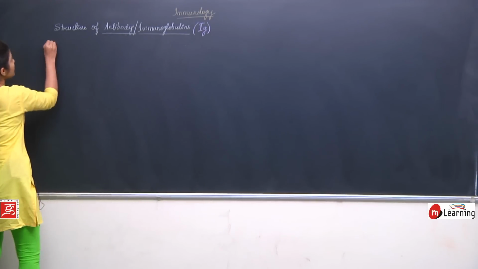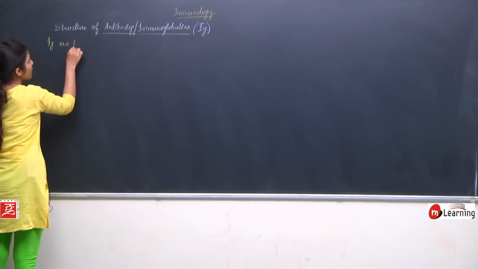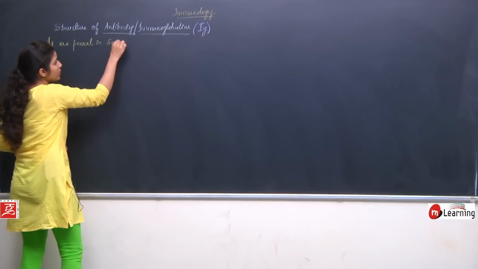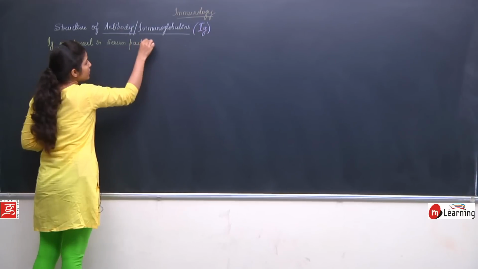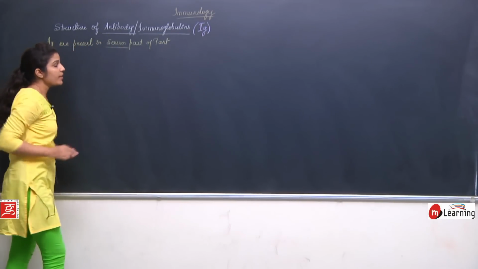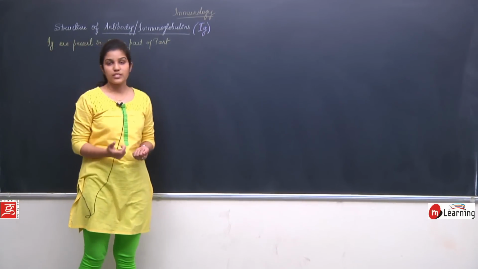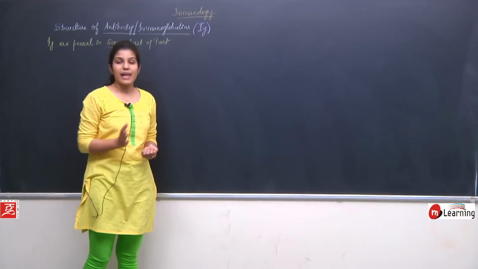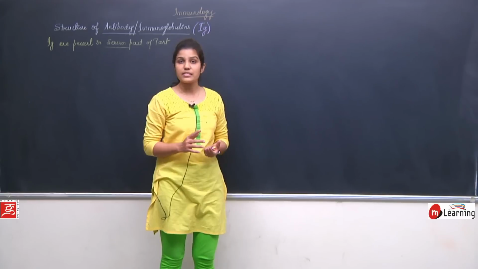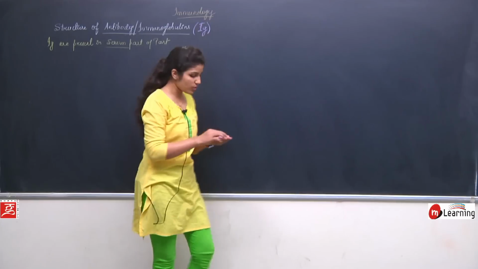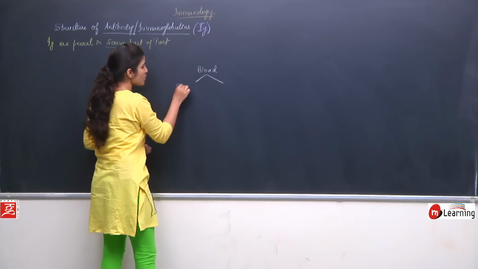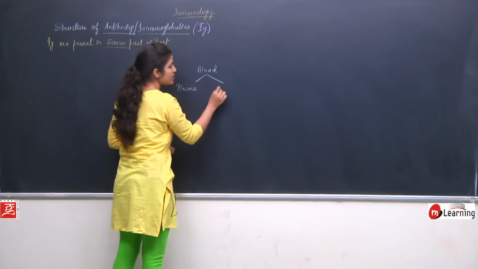Immunoglobulins are present in the serum part of blood. And what is the serum? We know that our blood is made up of two things, one is plasma and one is formed elements, and the plasma comprises about 55%.